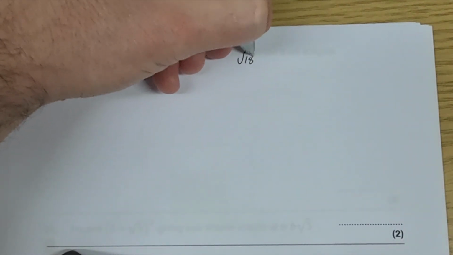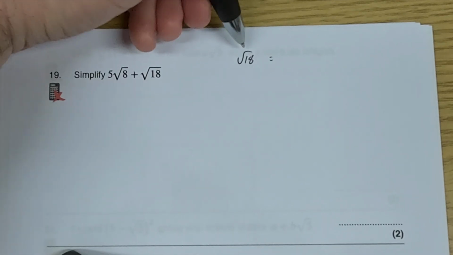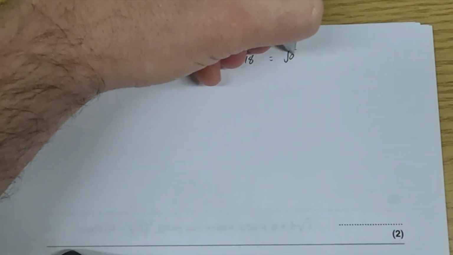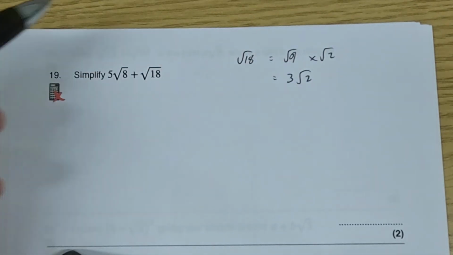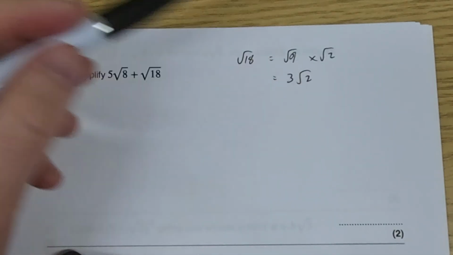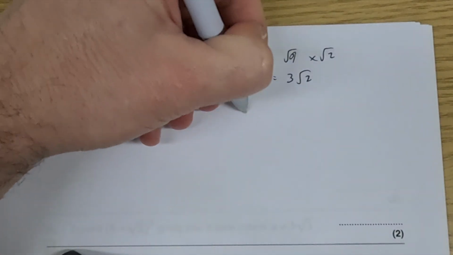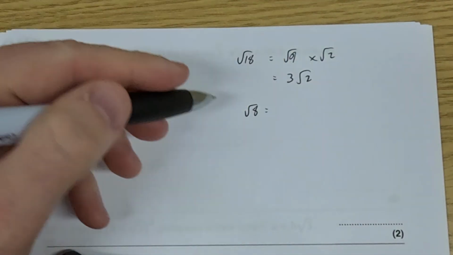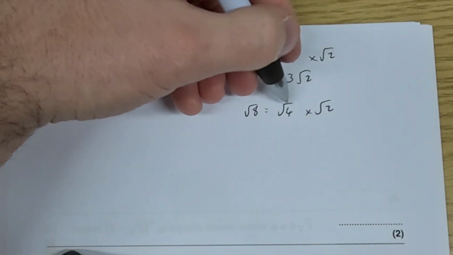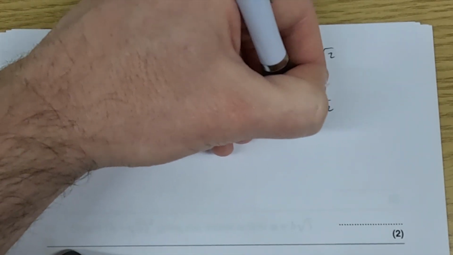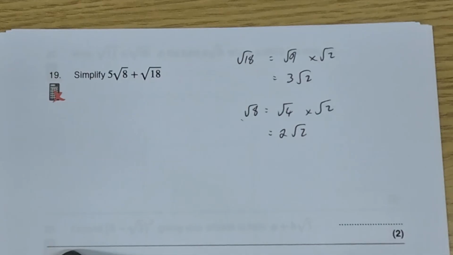So root 18 would be equal to, well, the biggest square number that's a factor of 18 is 9, so root 9 times root 2, and the square root of 9 is 3, so 3 root 2, 3 lots of root 2. So root 18 is 3 lots of root 2. Root 8, well, the biggest square number that's a factor of 8 would be 4, so that'll be root 4 times root 2, and the square root of 4 is 2, so that'll be 2 lots of root 2. So root 8 is 2 lots of root 2.